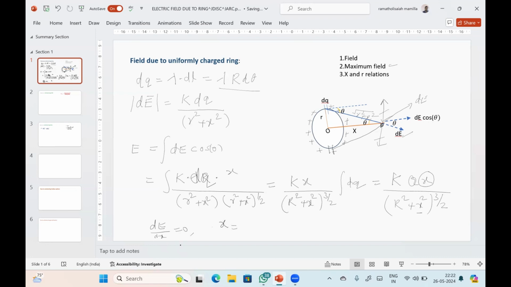you will get x equal to plus or minus r by root 2. So where x is equal to plus or minus r by root 2, the field is maximum. The u by v method you have to apply in this derivation.